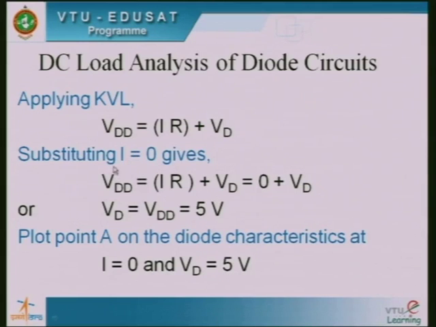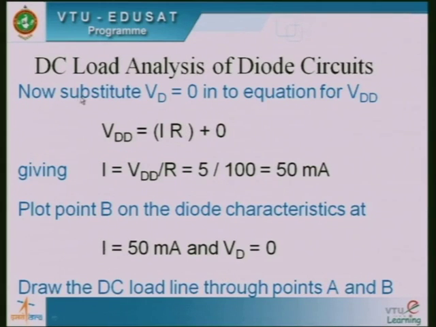So first, to get point A, what we need to do is substitute I equal to 0. If we substitute I equal to 0, we get VDD equals IR plus VD, which is nothing but 0 plus VD. So VD equals VDD. The given value of VDD is 5 volts, therefore VD is 5 volts. So you plot this point A on the diode characteristics at I equal to 0 and VD equal to 5 volts.